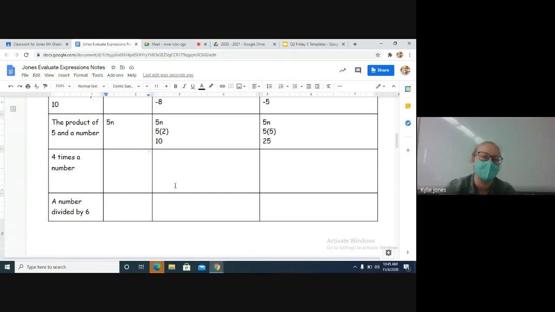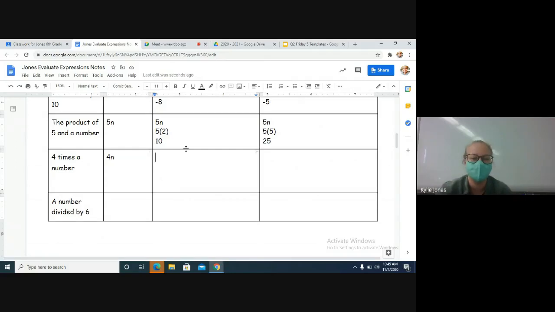Yeah. All right, so let's talk about this next one. 4 times a number. What does the times tell you you're going to do? Multiply again. So we're taking 4 and multiplying it by a number. Do we know what the number is? No, so we need to put our variable. Good. It's our unknown number, so we put our variable there instead. Good.